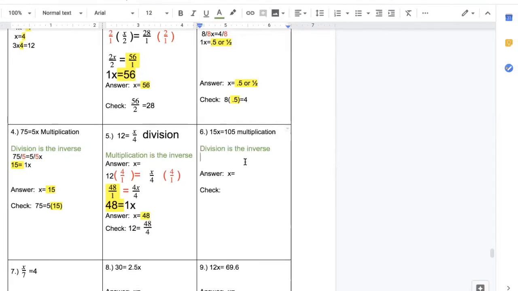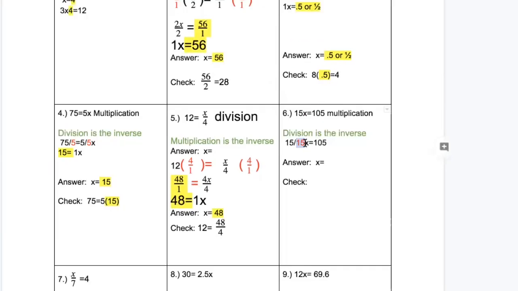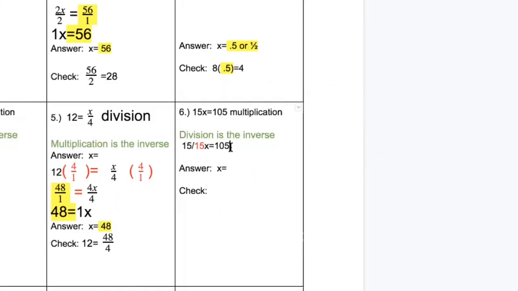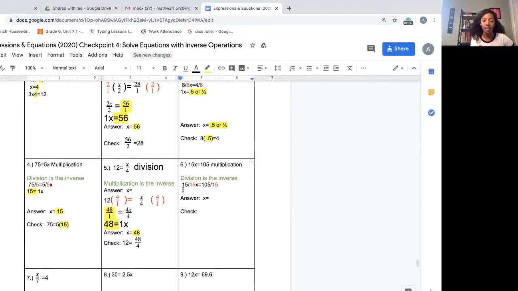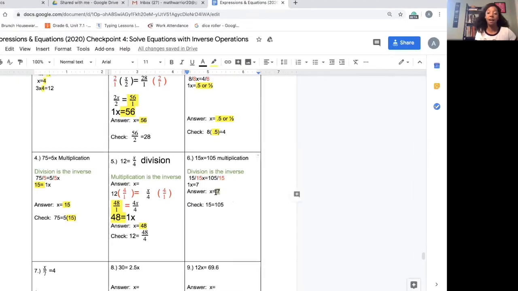What I'm going to do is take our original problem and divide each side by 15. We need balance. We are going to do the same on each side of the equal sign. Divide by 15. 15 divided by 15 is going to give me 1x. X equals 7. So now I'm going to check my work.